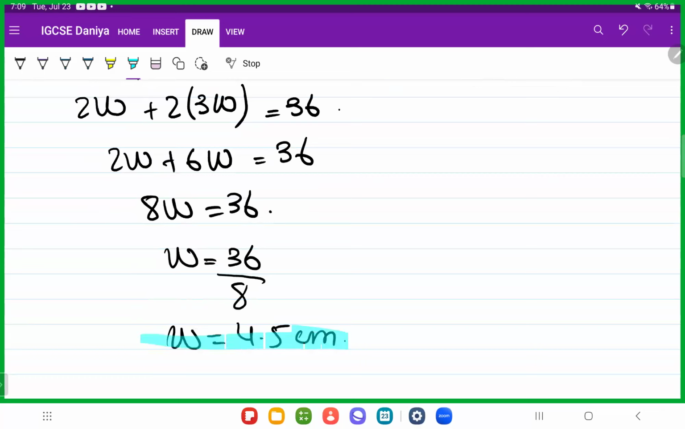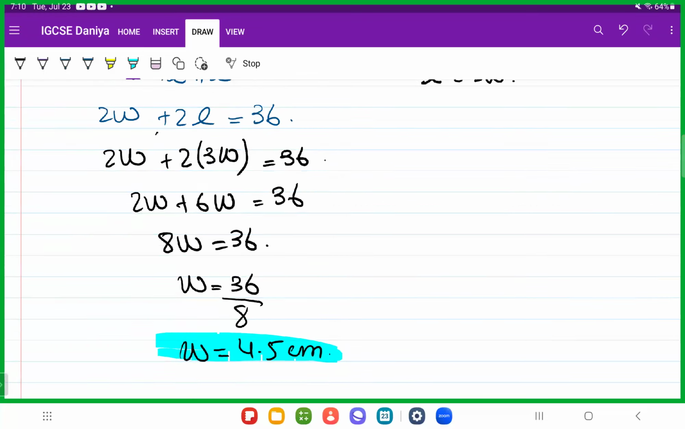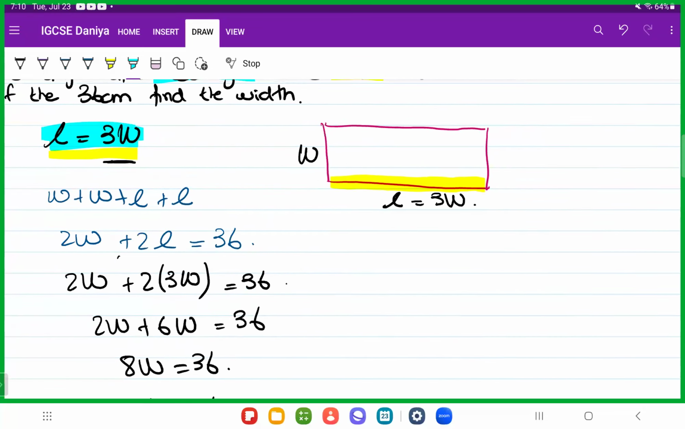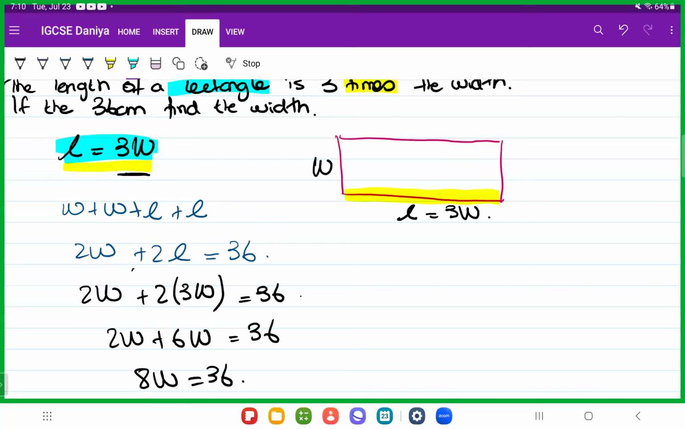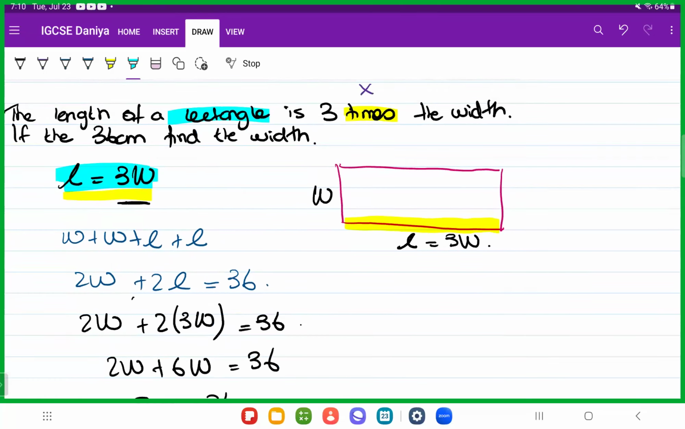Make sense? Miss, can you repeat from the beginning? Can you repeat this question? Sure. So what is a perimeter? Please explain to me. It's the length around the shape, the total length. Yes. So what is the perimeter of a rectangle? It's 2W plus 2L.